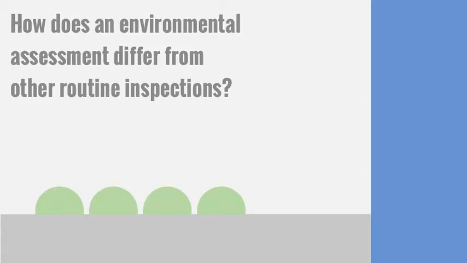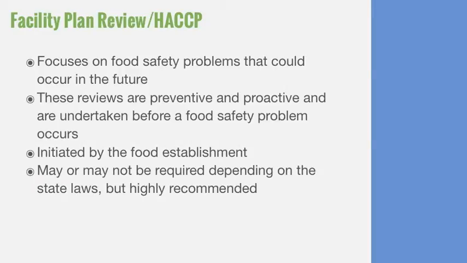Environmental assessments differ from other types of inspections in a number of ways. A facility plan review and a hazard analysis and critical control point, or HACCP, risk assessment review, focuses on food safety problems that could occur in the future. These reviews are preventive and proactive and are undertaken before a food safety problem occurs. Both are initiated by the food establishment.